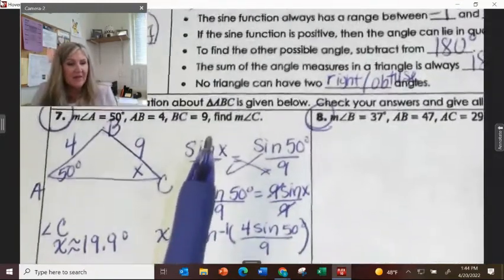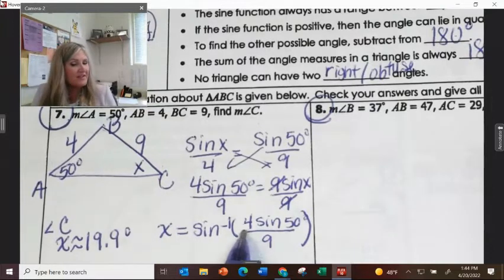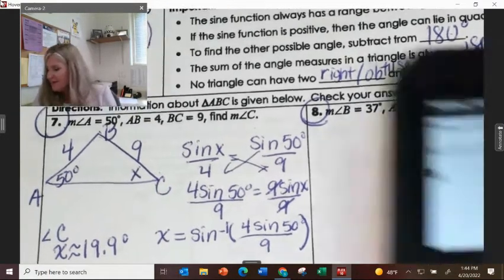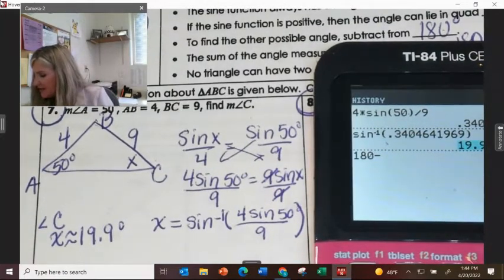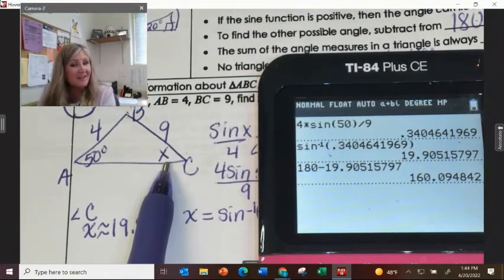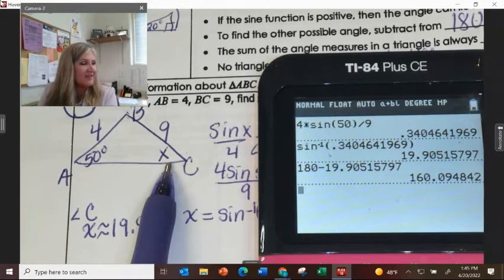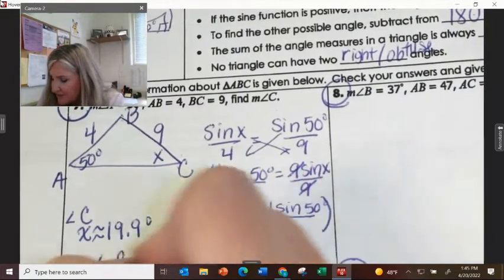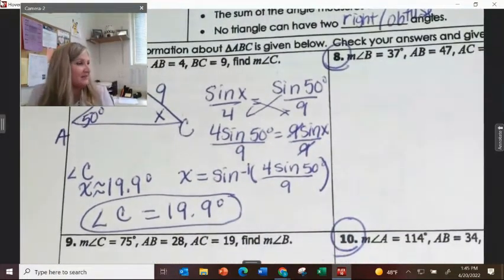Now, what I have to think about, though, is that this angle 19.9 works for this, but the supplement might also work. So what would I have to do to this to find the supplement? Subtract it from 180. Now, before we write down this other answer, I'm going to do 180 minus this angle. Would it be possible, using common sense, for this angle to be 160 degrees? Some people are saying yes. Let's go to no. Why is it no? What would 50 plus 160 give me? 210. Is it possible to have 210 degrees in a triangle? No, so we're finished. There's only one possibility for angle C. Angle C has to be 19.9 degrees. But we do always have to check for that supplement and see if it could work.